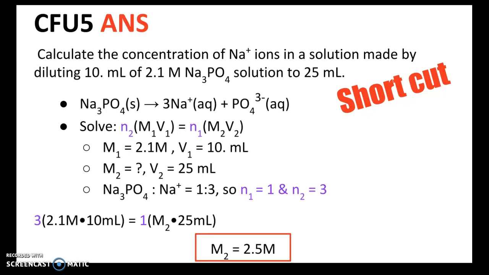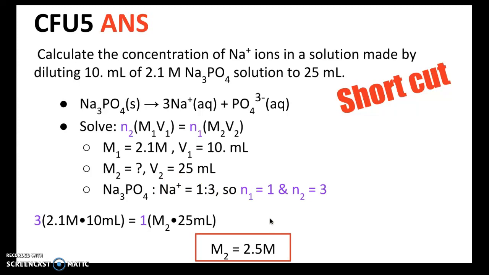Great, so you have this equation here. You're just plugging everything in. You're starting off with 2.1 molar and 10 milliliters, and then you can go ahead and plug that into that side of the equation. M2 is what you're looking for, V2 was 25, you plug that in, and then of course you need to switch off the molar ratios for the sodium phosphate and the sodium. So N1 would be for sodium phosphate, and N2 would be for sodium, which is a 1 to 3 ratio. All right, so you should get the same answer, 2.5 molar.